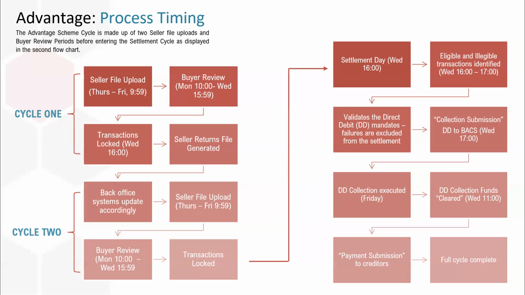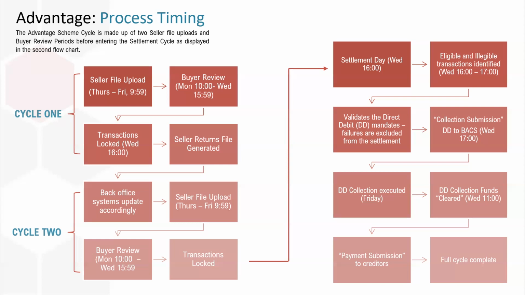So once we reach 4 o'clock on the Wednesday, those transactions are locked. So the buyer needs to have taken action on those transactions prior to that time. Otherwise, they won't be eligible to enter the settlement. The seller returns file is then generated. So you can get access to your returns file to see what has been accepted, amended, rejected, or not actioned by your buyers. And then you can update your back office system accordingly with that.